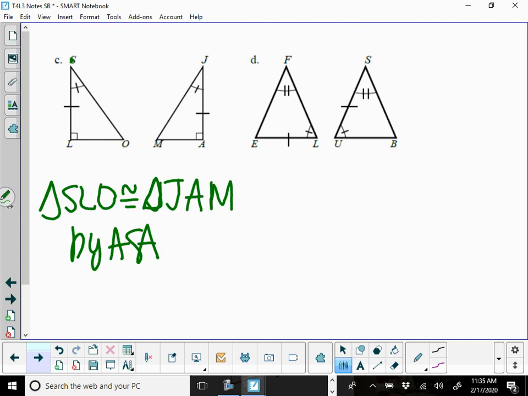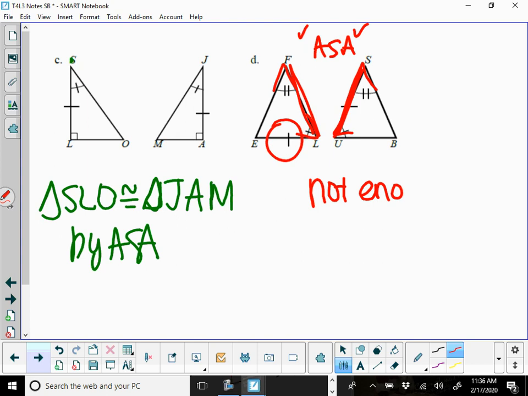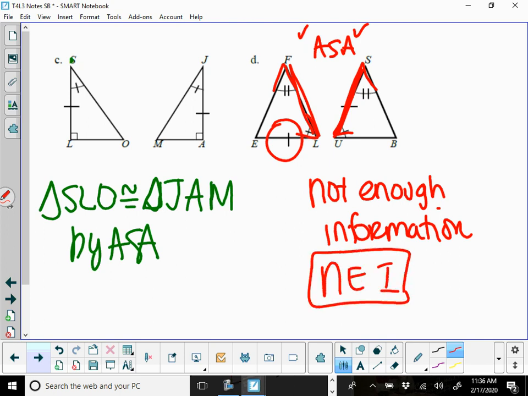Okay, so for letter D, if you notice here, we're looking at angle, side, angle, right? Okay, so we've got an angle, we've got an angle, we've got angle. Okay, so we've got our two angles. But notice here it is the side between it, but here it is not the side between it. So on this one, on letter D, that's going to be not enough information. Okay, sometimes I will abbreviate that by NEI. Okay, just gives me not enough information without having to write the entire thing out.